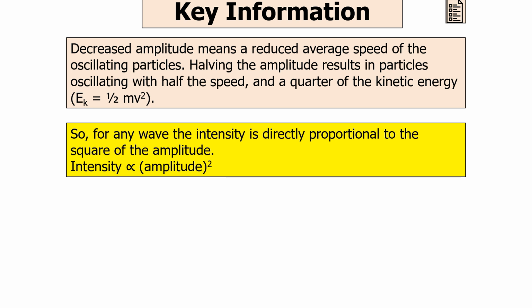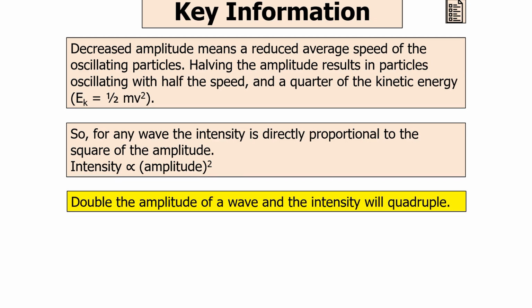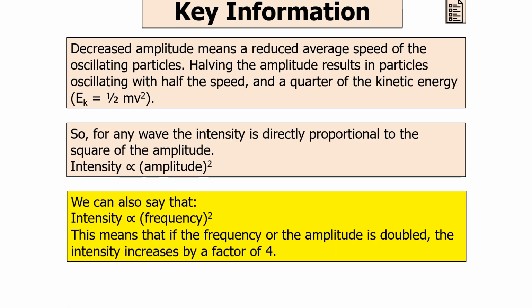So for any wave, the intensity is directly proportional to the square of the amplitude. This can also be written as intensity over amplitude squared is equal to a constant. Doubling the amplitude of a wave causes the intensity to quadruple. Tripling the amplitude and the intensity increases by a factor of 9. Intensity is also proportional to frequency squared, so if the frequency or amplitude is doubled, the intensity of any wave increases by a factor of 4.